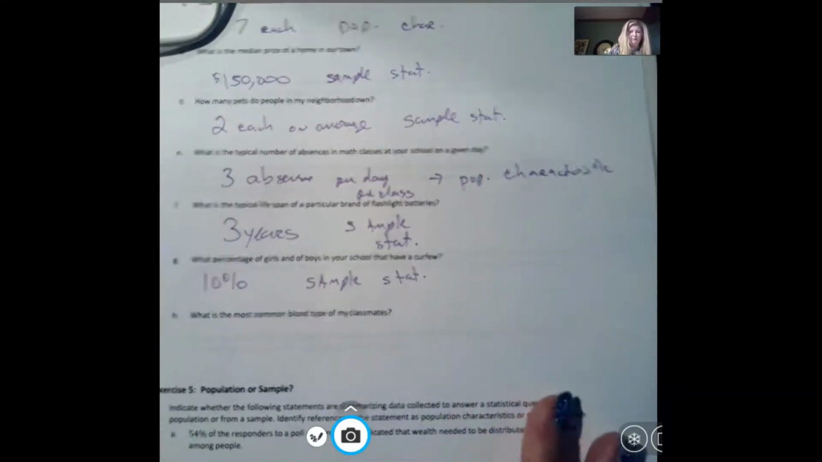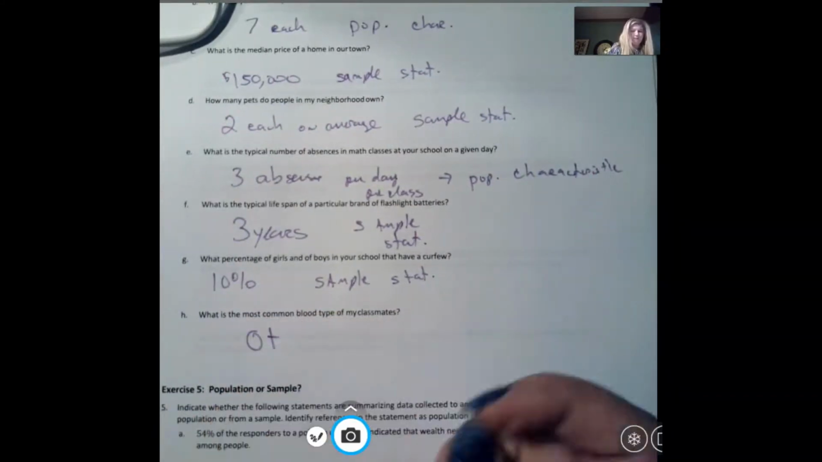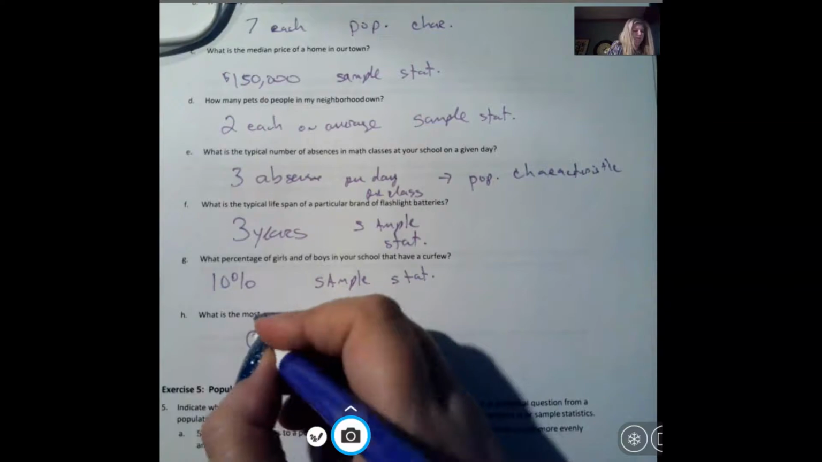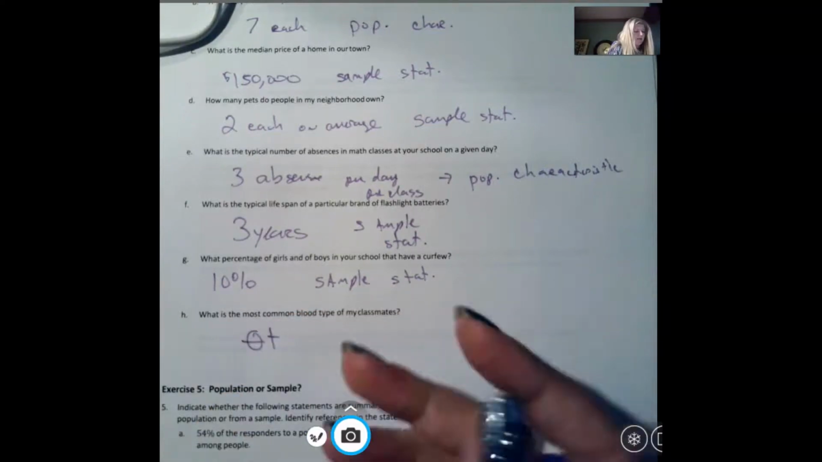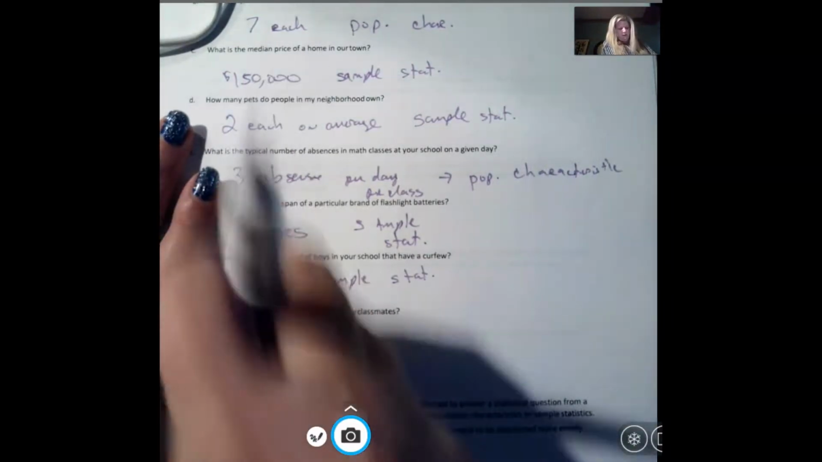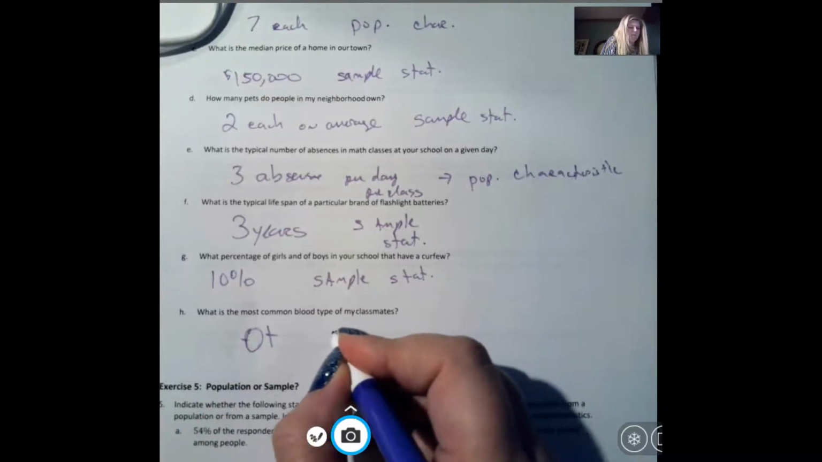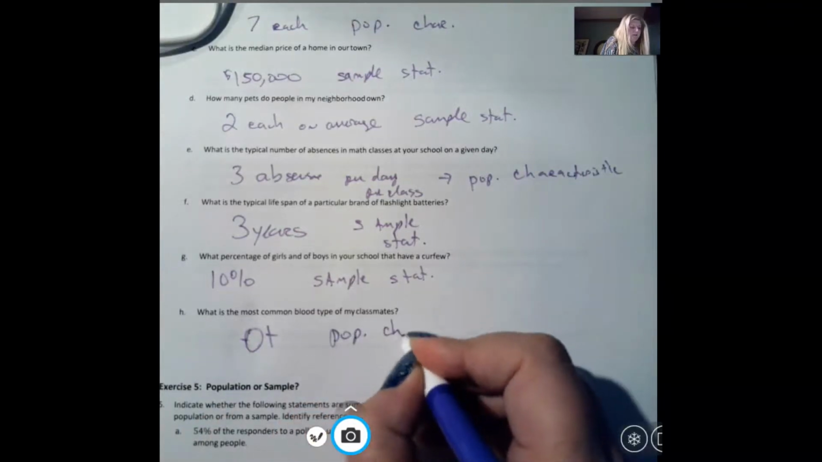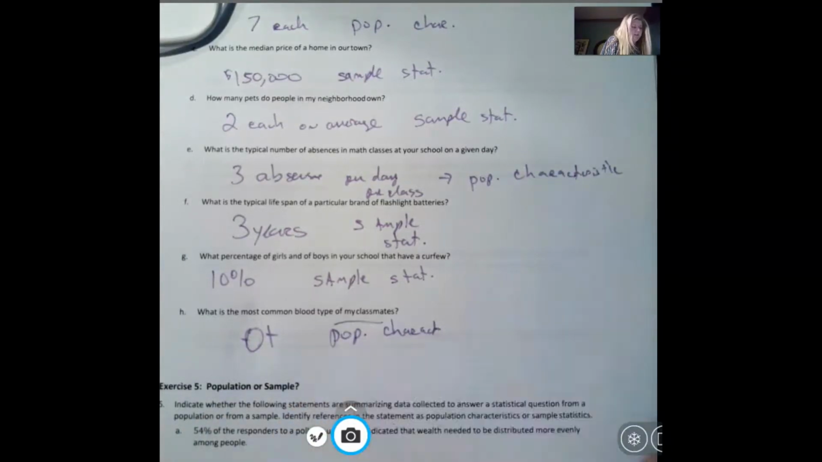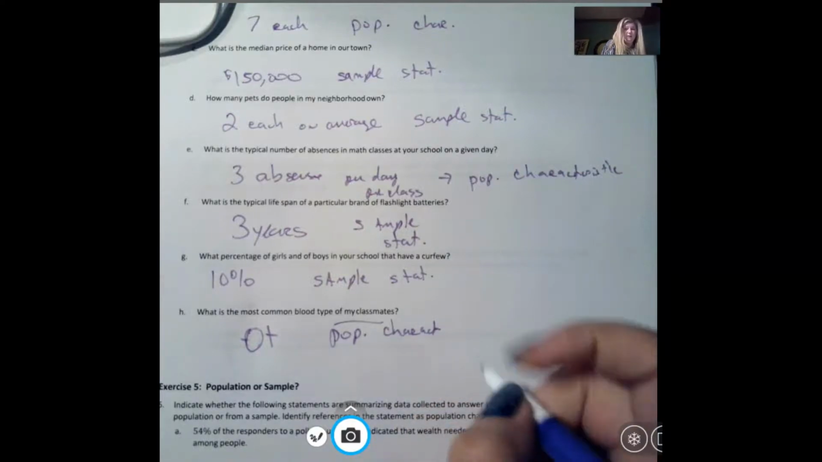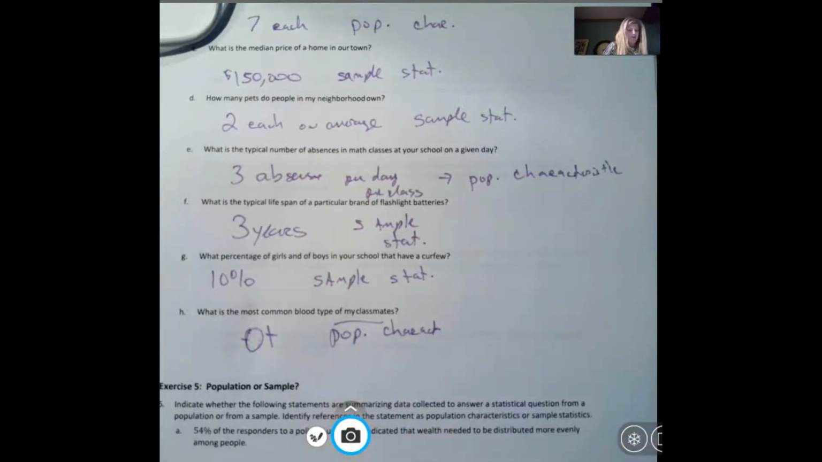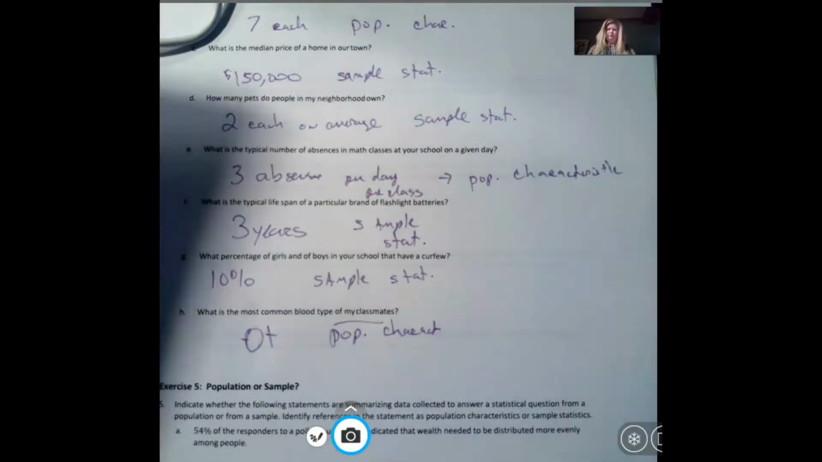The most common type of blood, we're going to say that was O positive. Just making these statistics up. We're going to say that's based on a population, so it's a population characteristic, because we did have the nurse test each of our classmates. All right, moving right along.